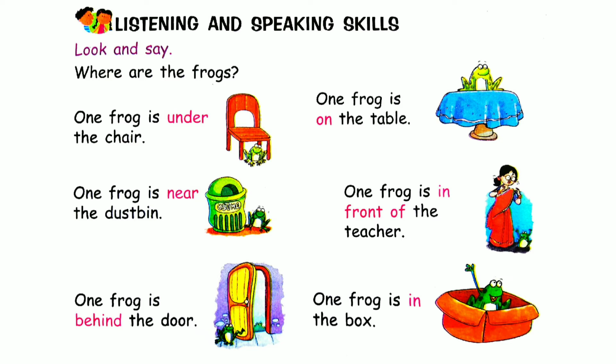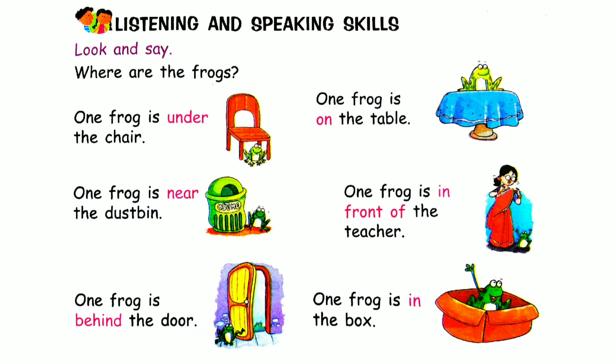Look and say, where are the frogs? Here you have to say, where is the position of the frog? Okay, look at the first picture. One frog is under the chair. Under is the position of the frog.